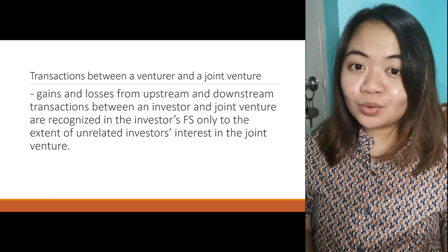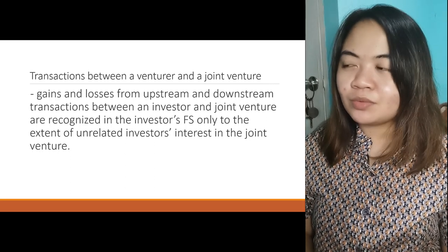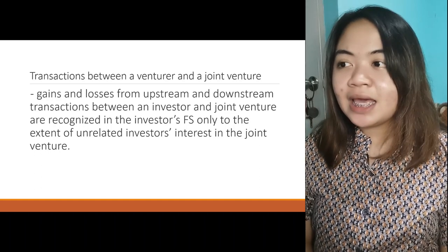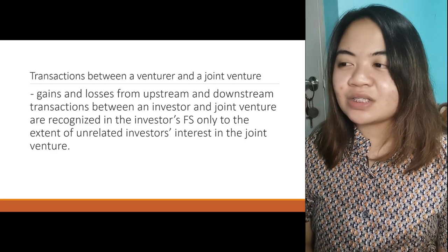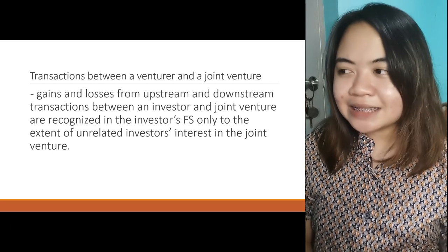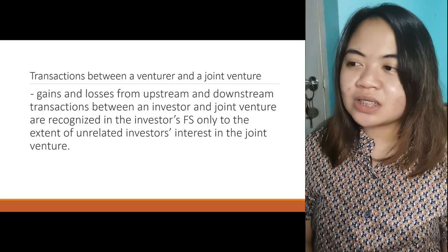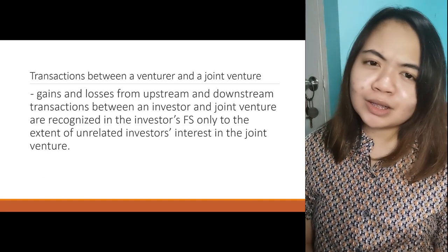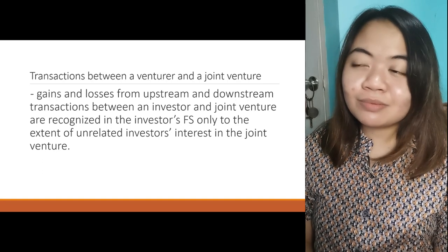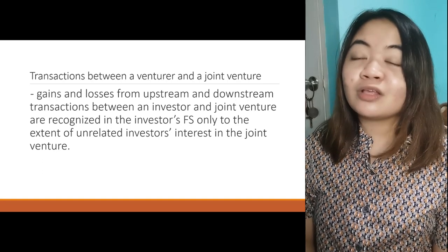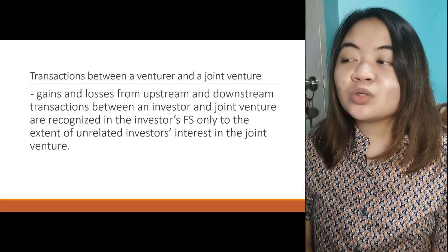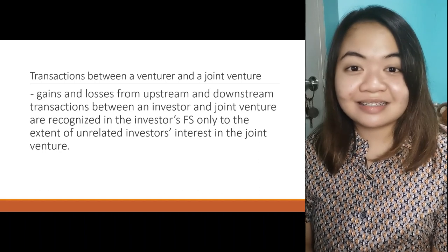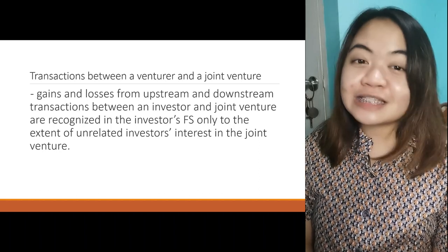So, paano kapag may upstream and downstream? So, sabi, gains and losses from upstream and downstream transactions between an investor and a joint venture are recognized in the investor's FS only to the extent of unrelated investor's interest in the joint venture. Okay? So, hindi naman madalas mag-upstream, downstream dito. Pero if in case meron, only to the extent lang ng unrelated investor's interest in the joint venture, yung hindi kanya. Yung unrelated sa kanya.